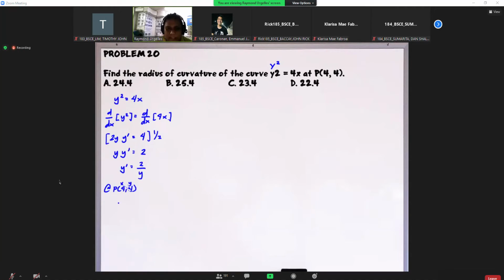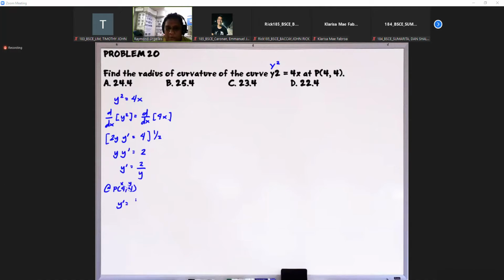So again, y prime will be equal to 2 divided by y, and our y is 4. So y prime will be equal to 1/2. So we now have the first derivative. Next, we need to solve for the second derivative, which we can solve using this one.